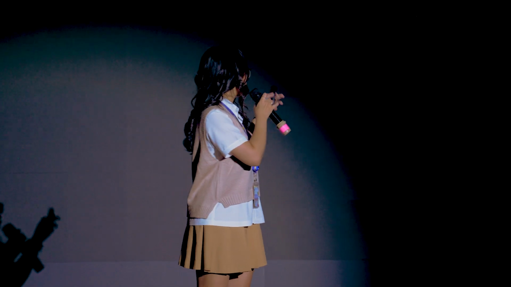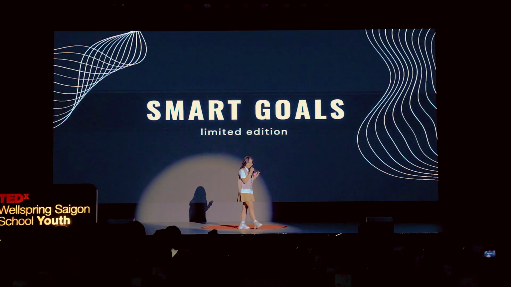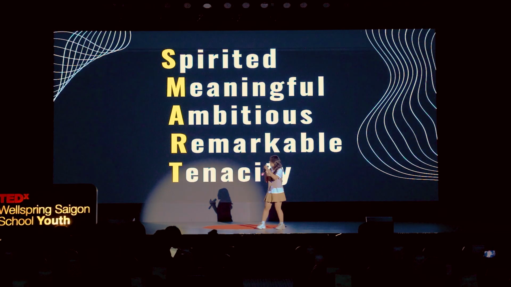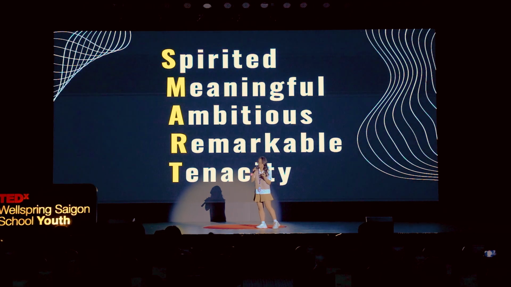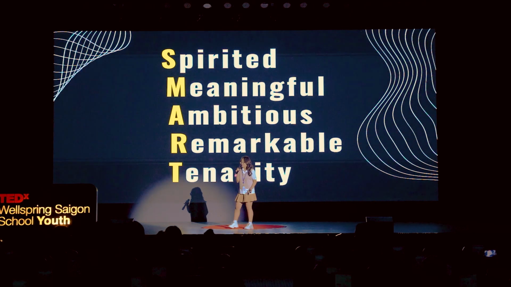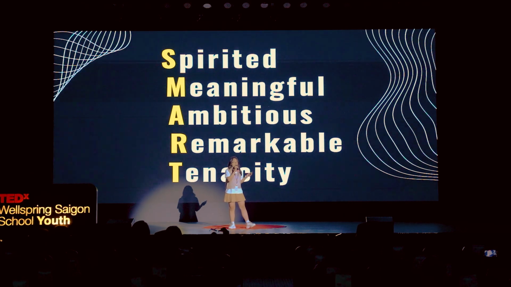And after all that thinking, I came up with a new structure for myself, a new SMART goal structure that I just wrote down on my own. The new limited edition. So what does this consist of? It's a structure that gives you a chance to live, to dream the life that you want, and not be limited by anything.